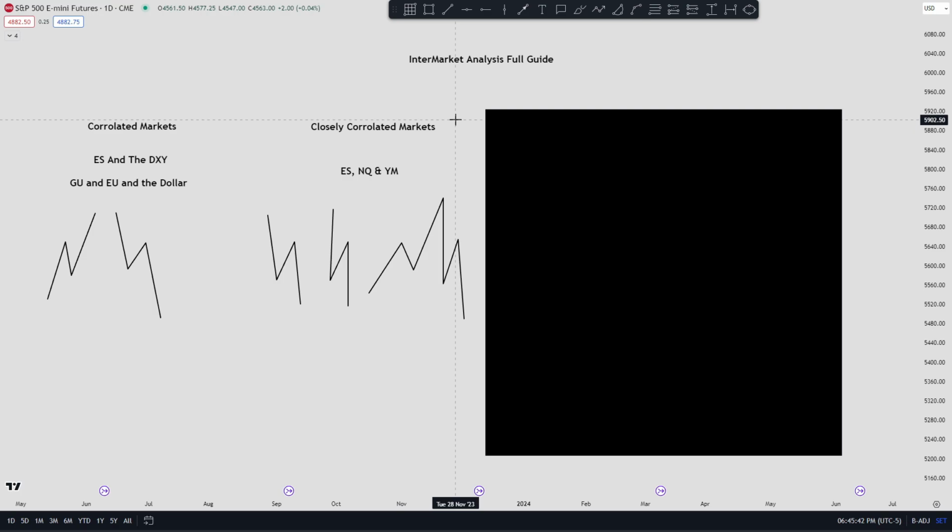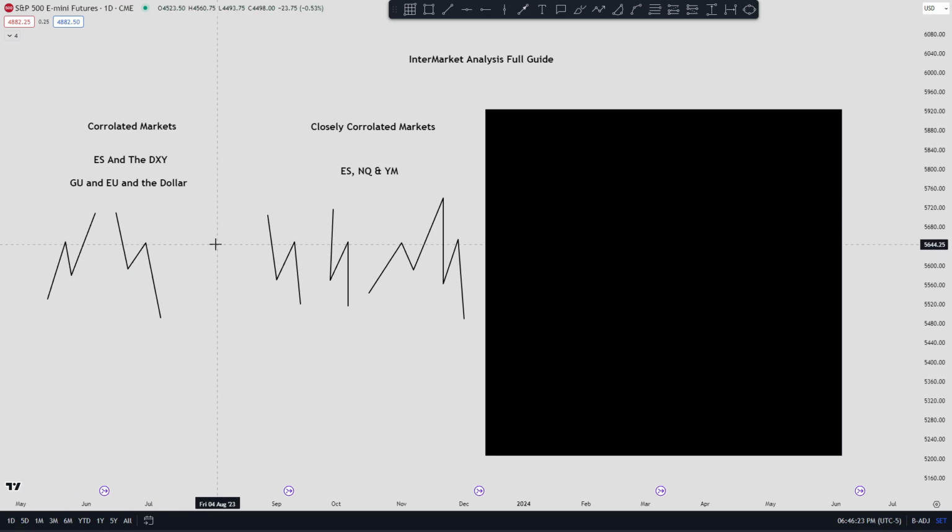These are closely correlated markets, meaning I can use these markets on the lower time frames for my overall bias and execution, while the ES and the DXY is more of a long-term correlation, meaning sometimes the ES can go higher and the DXY can go higher as well. Sometimes that can happen, but in the long term, the ES and the dollar are opposite of each other, but you will get some days where the ES and the DXY will go higher.